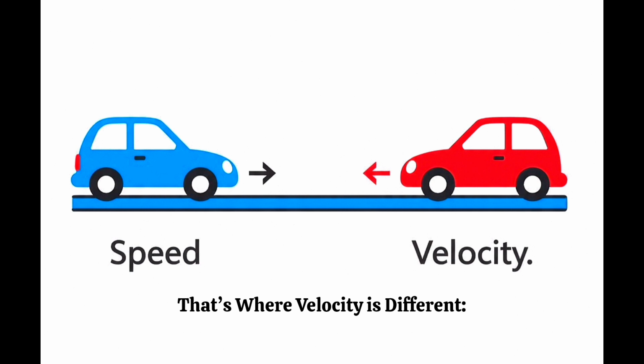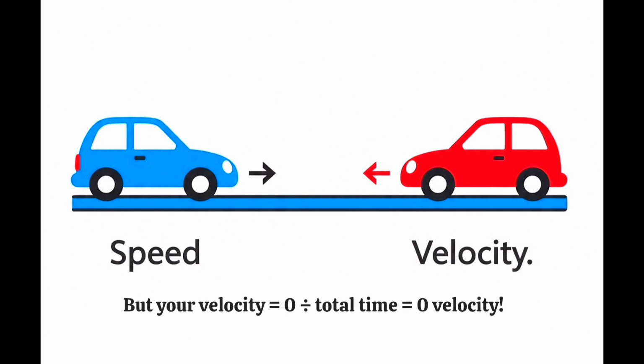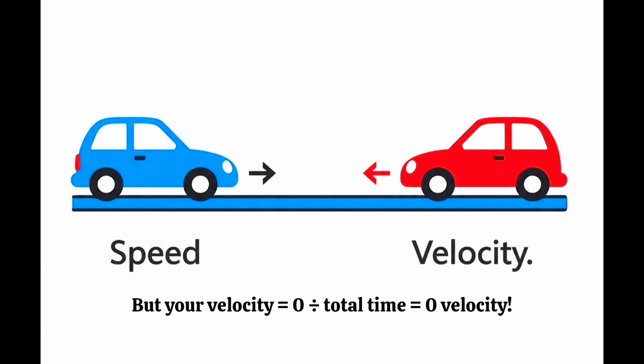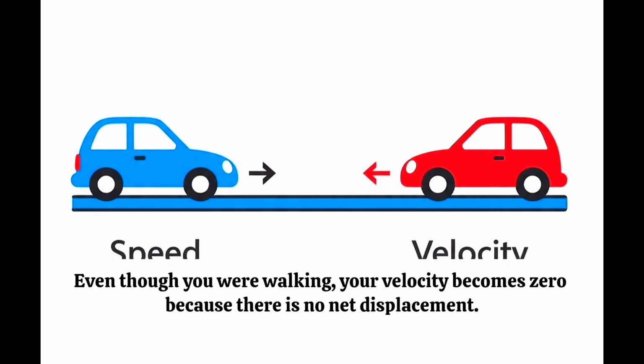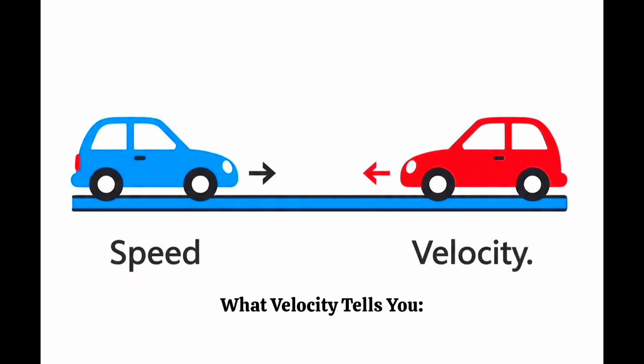That's where velocity is different. Your speed is 8 kilometers divided by total time. But your velocity is 0 divided by total time, which equals 0 velocity. Even though you were walking, your velocity becomes 0 because there is no net displacement. Velocity tells you how fast you're going and in which direction. If you change direction, velocity changes.